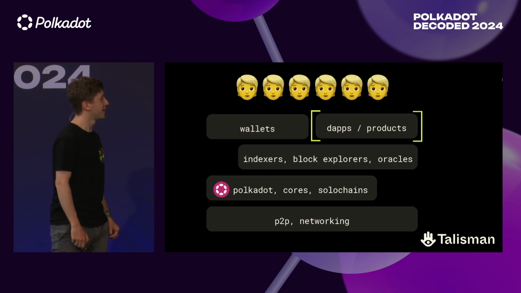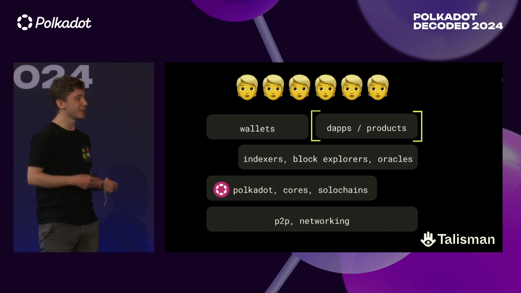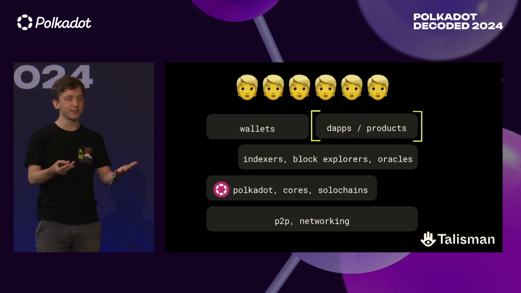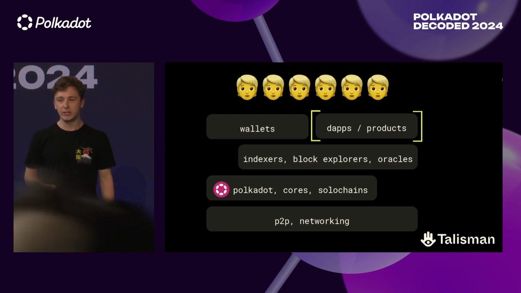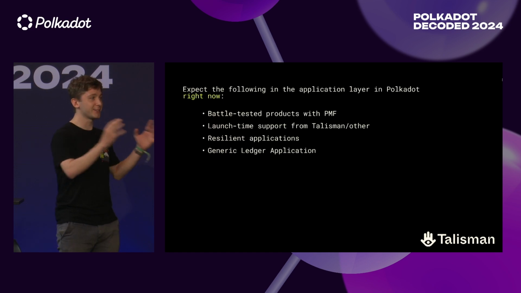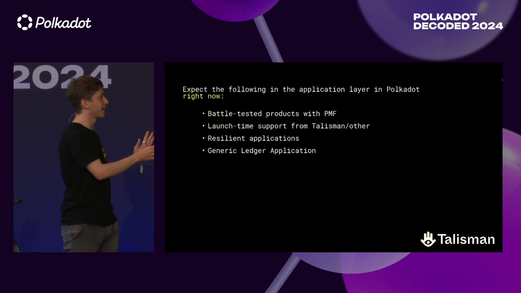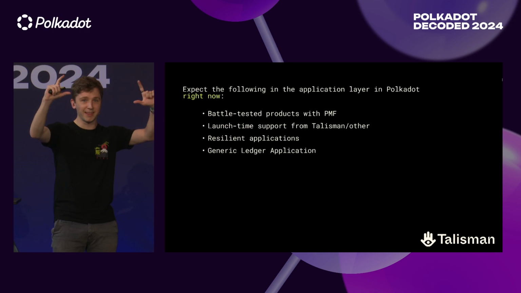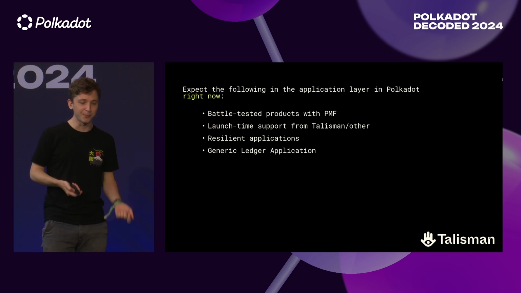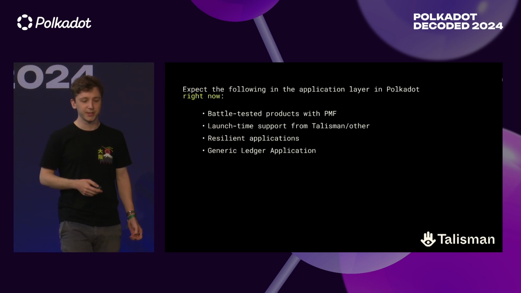OK, so this is a bit of a summary of what you can expect when you're building inside of the application layer. You're building your dApps, you're building your products, and in some cases, you're building a runtime alongside that as well. I hope it's useful. To summarize, you should battle test your products and find product market fit, because that's the important thing in the application layer. It's not infrastructure where you're marketing to other engineers, you're marketing to users, and you need to find product market fit, and you can use Sign-in with Substrate to find that.